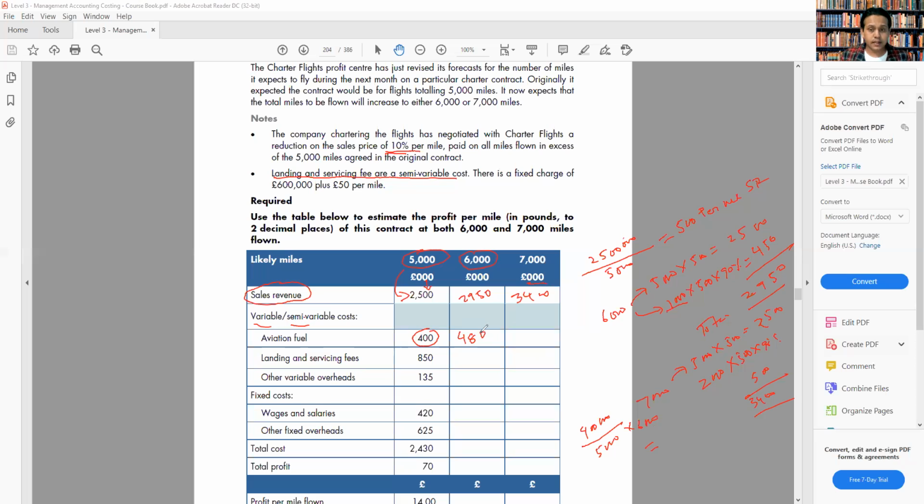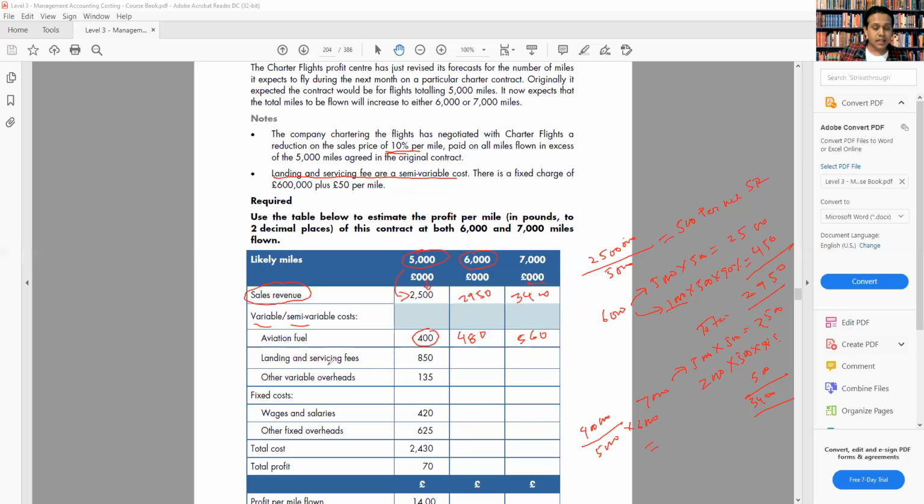Can you get the next one then? For the 7,000, the same way. 400 divided by 5,000 times 7,000. That will be 560. Very well done, Kelly. Very well done, Theodora. So 560.